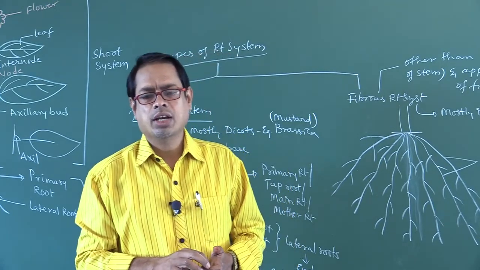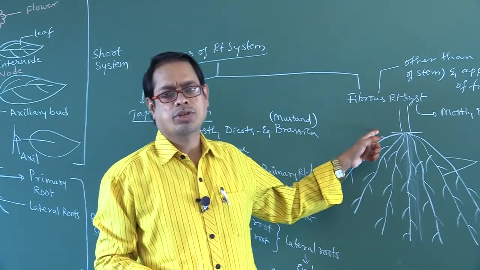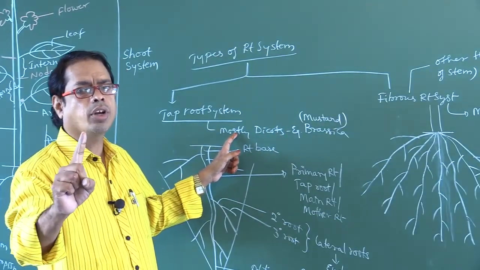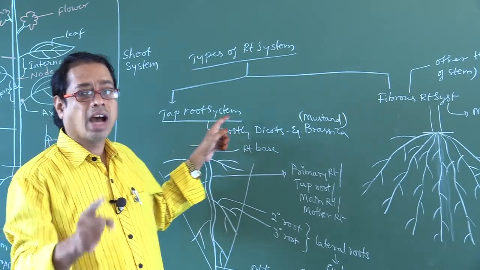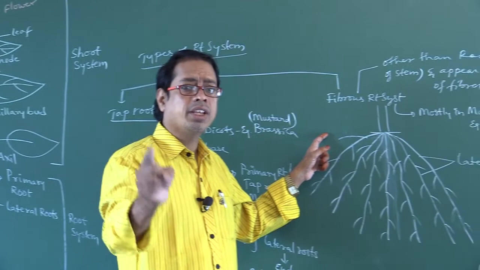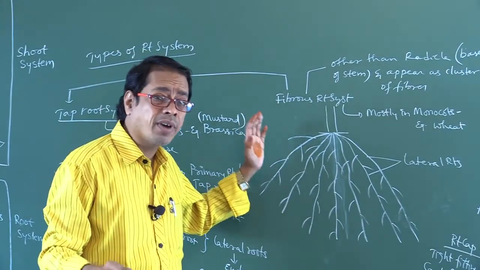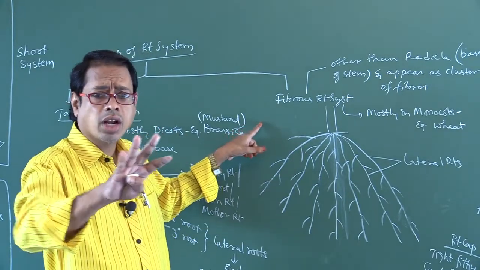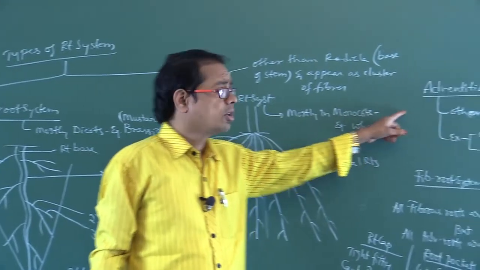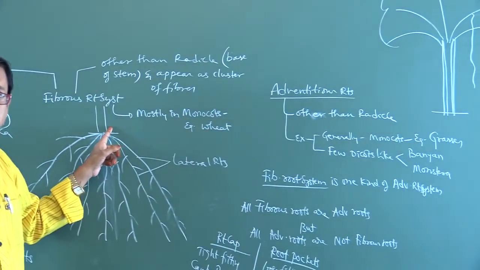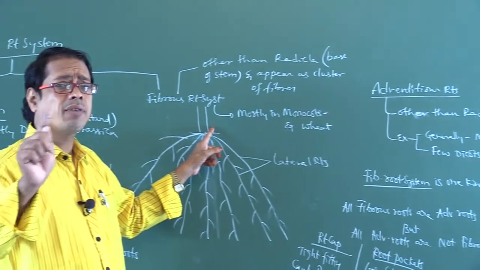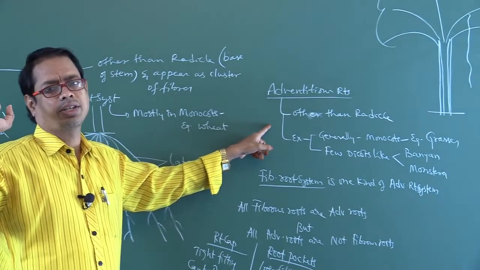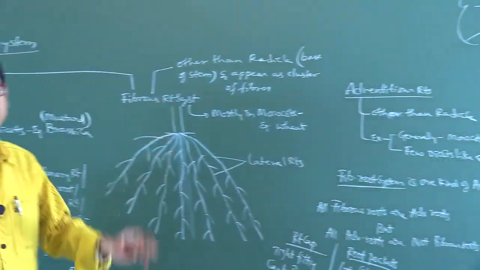How many types of root systems are there? Taproot and fibrous root system. The root system that is developed from the radicle of the embryo is called taproot system. Other than radicle, roots that arise from the base of the stem and appear as a cluster of fibers are fibrous. If there is no cluster, you have to say adventitious. Try to concentrate on these two differences. Other than radicle and appearing as a cluster of fibers means fibrous. Other than radicle means adventitious. Okay? So please note down all these points, my dear students.